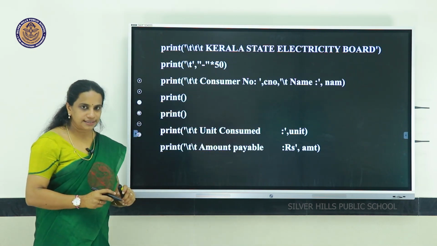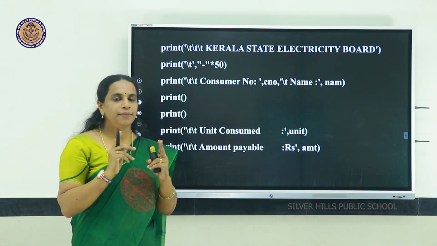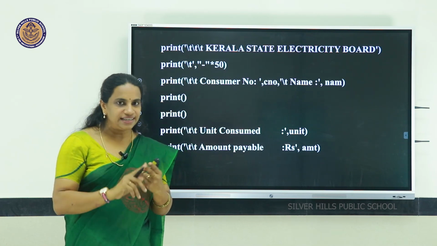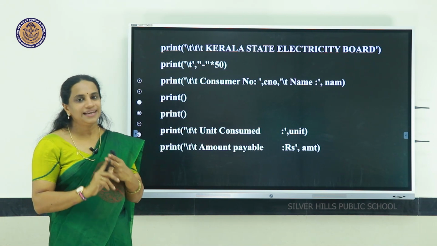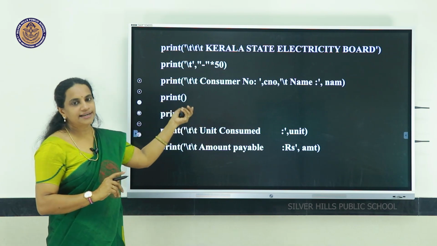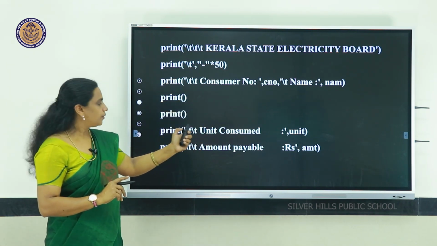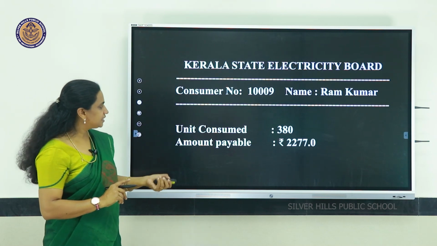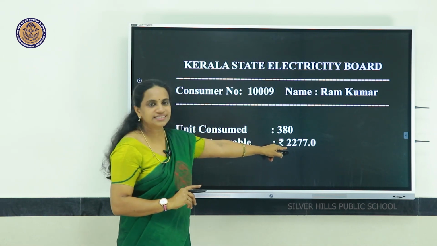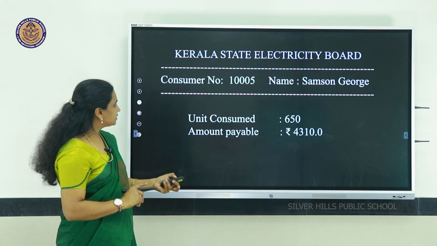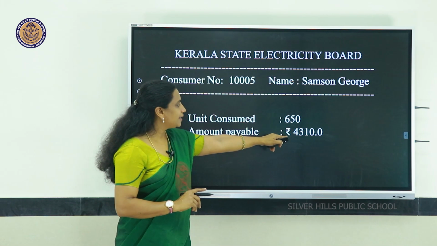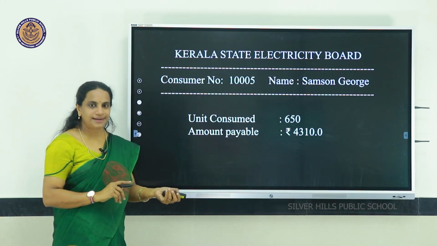Okay, I think this part is clear to you, the elif ladder. The main use of the elif ladder is that if multiple cases or multiple conditions are there, we can go for the elif ladder. The best examples are grade calculation and questions like electricity bill generation. Okay. Now, this is an electricity bill and the unit consumed by the person is 380, see the bill, 2277. Okay. Now, one more example: the unit consumed by a particular person is 650, Samson Jor, and the electricity bill is 4310.